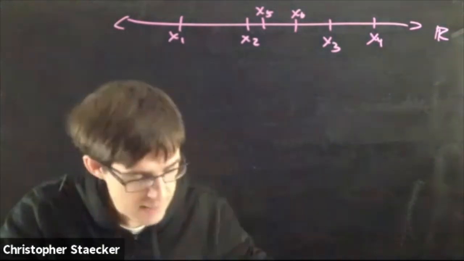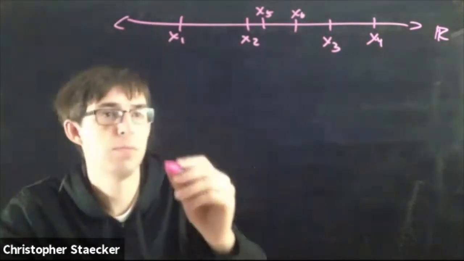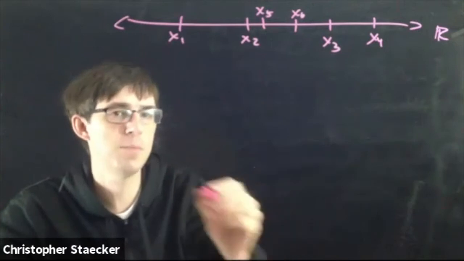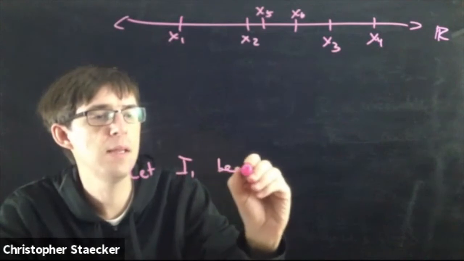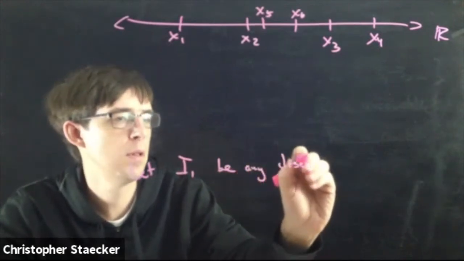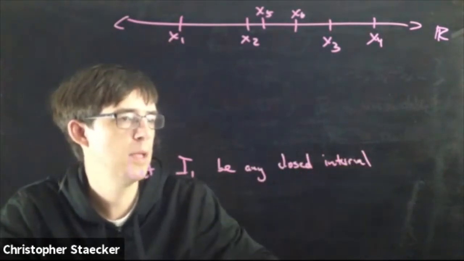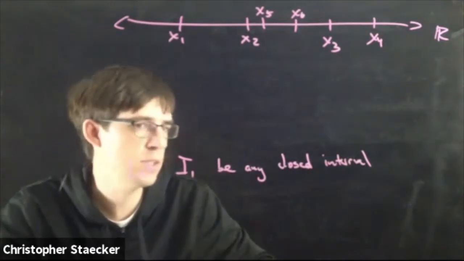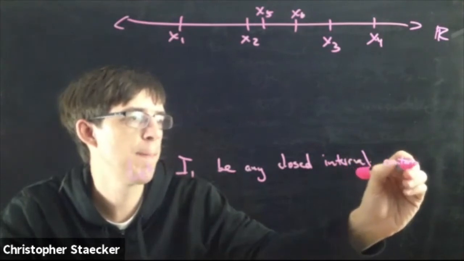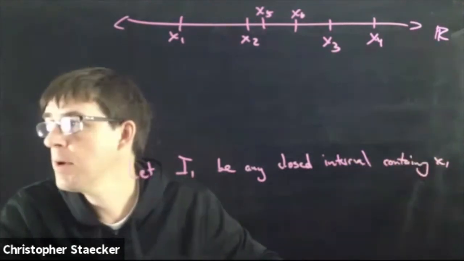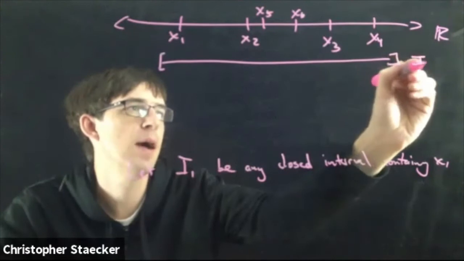I'm going to build some nested intervals out of these numbers. I'm going to draw the nested intervals up here, but give my commentary down here. Let I1 be any closed interval. This is my first of the closed intervals. Let I1 be any closed interval containing x1. So on this picture, maybe that's what I1 looks like.